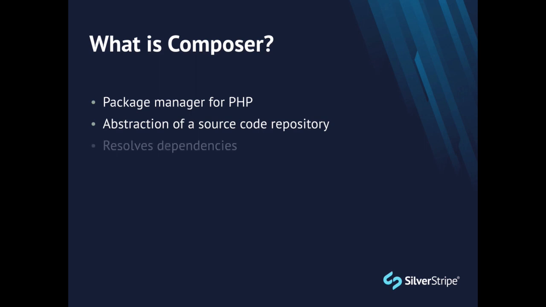They obscure all the minute details about where the projects live and what branches are available, and they allow you to simply refer to packages semantically by name and by version number. A key feature of Composer is that it resolves dependencies, so when one module requires one or more other modules in order to work properly, Composer will sort all that out and pull down everything you need.